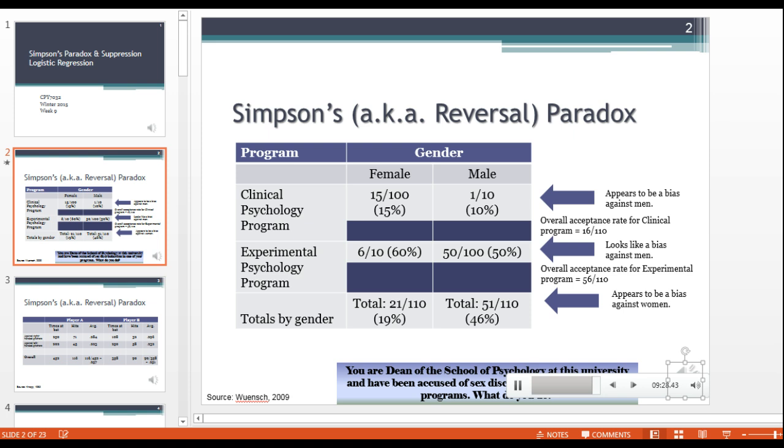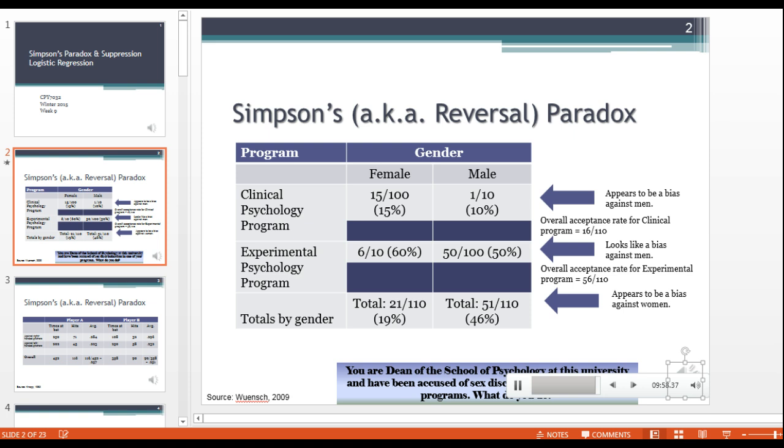And typically we have groups that we're trying to be fair to, so we have gender and ethnicity, and we want to make sure that we are selecting the best people for the job regardless of their gender or ethnicity. But the problem comes into play, as it does here, when we have more females applying for the more competitive jobs than males. And when we have that situation going on, then we can see this reversal paradox occurring.